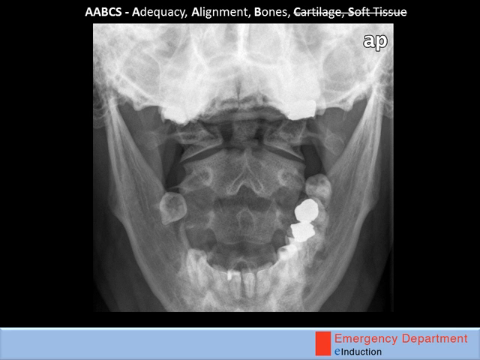Now pause the video until you're happy with your interpretation. Welcome back. Now this PEG view is adequate. We can see the dens and we can see the lateral bodies of C1 and C2. In fact, you can see so much, I wonder if the patient had a collar on at all.